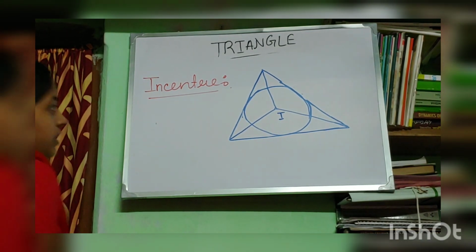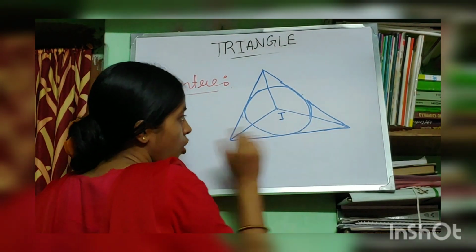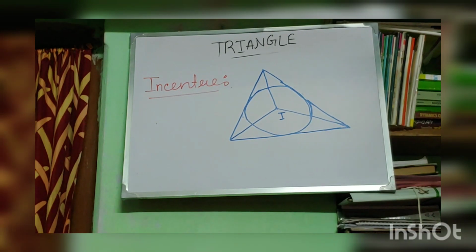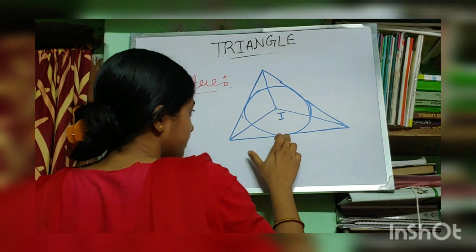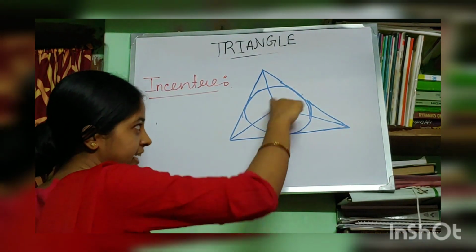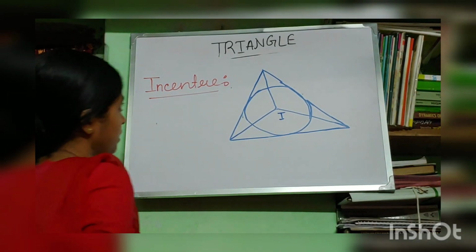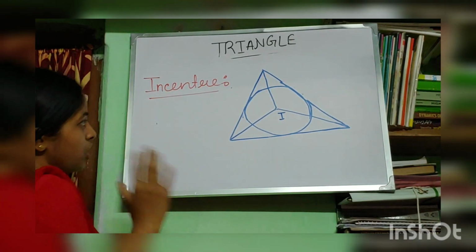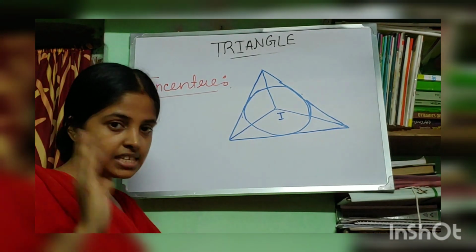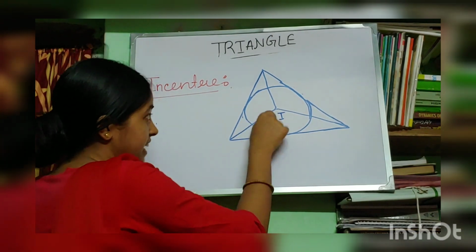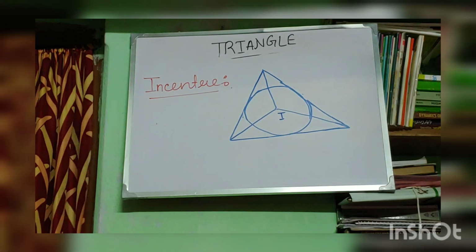Now how do we get it? We get it by the bisection of any two angles. Where the bisectors of any two angles meet, the distance from that point to a side will be the radius of the circle, and I will explain that in the next chapter. So for this time, just remember what the incenter is: the center of that circle which touches all the sides of a triangle.